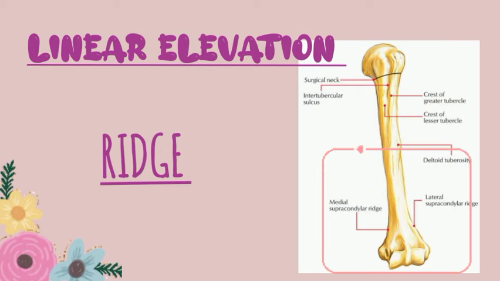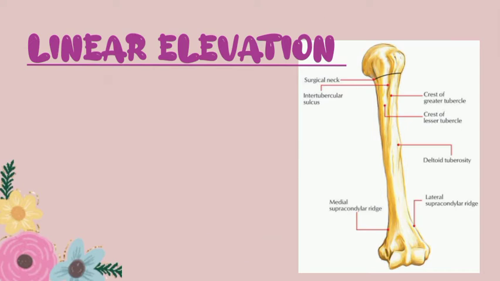So a ridge is a rough area which is projecting from the surface of the bone, and the medial and the lateral words indicate the side. Medial means toward the center of the body and lateral means away from the center of the body. The supracondylar, supra means above, and condylar is something which I will discuss further in the video.